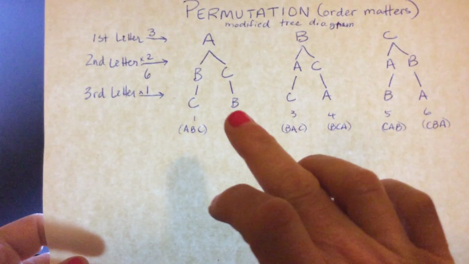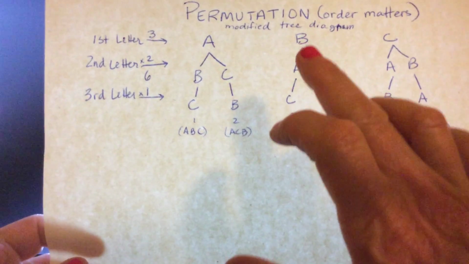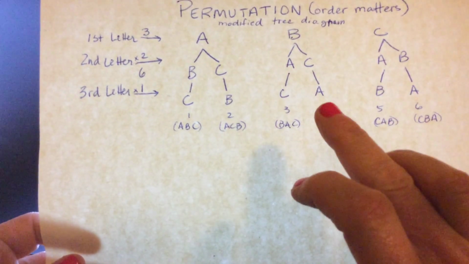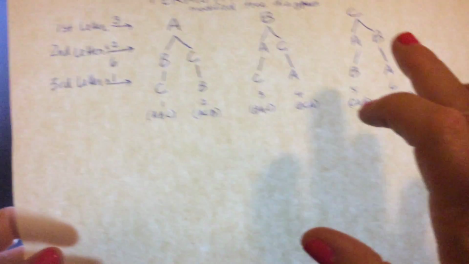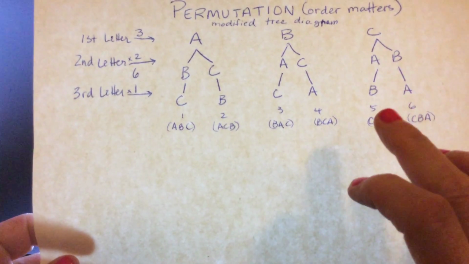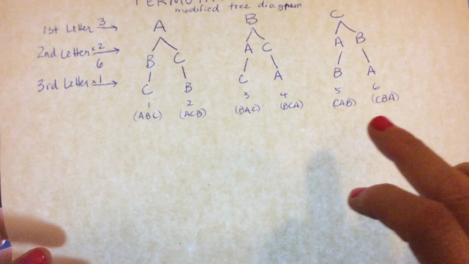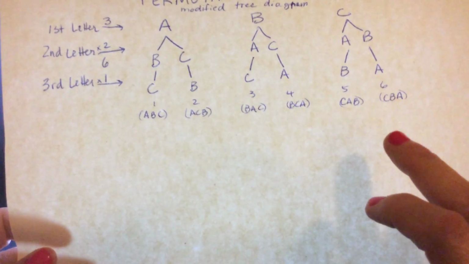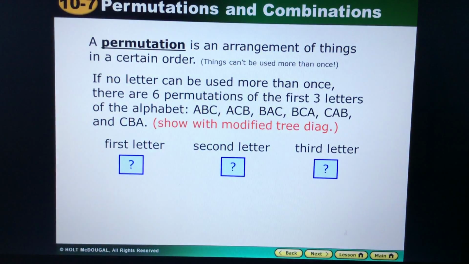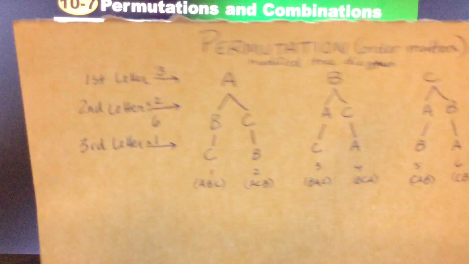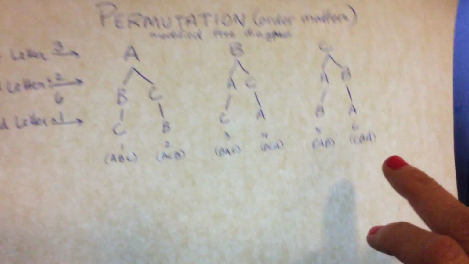For AC, the only thing left, if you don't repeat, is B. And same thing here, BCA and BAC, and CAB and CBA. So there's your list of permutations. Okay, there's 6 of them.